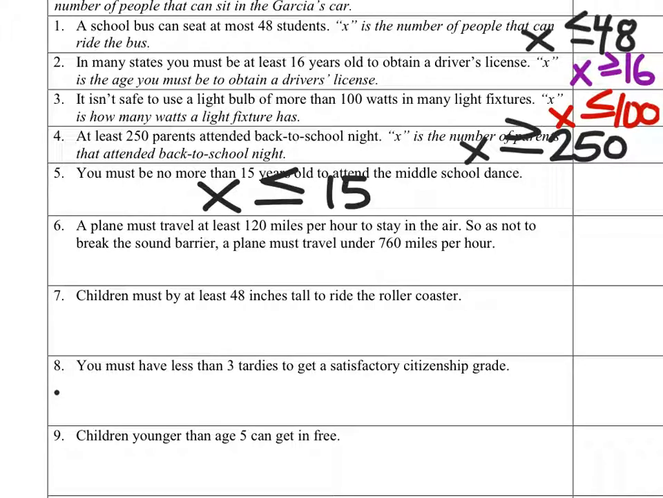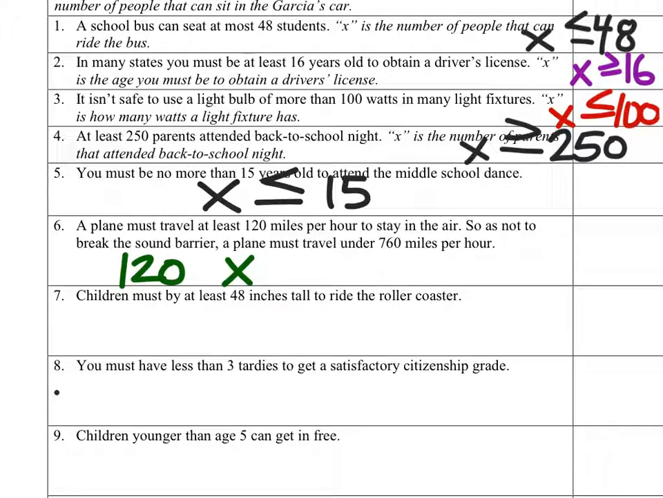A plane must travel at least 120 miles per hour to stay in the air. So as not to break the sound barrier, a plane must travel under 760 miles per hour. So if we said that X is the speed of the plane, and we compare it to 120 like these. So 120 and X right here like this, okay?